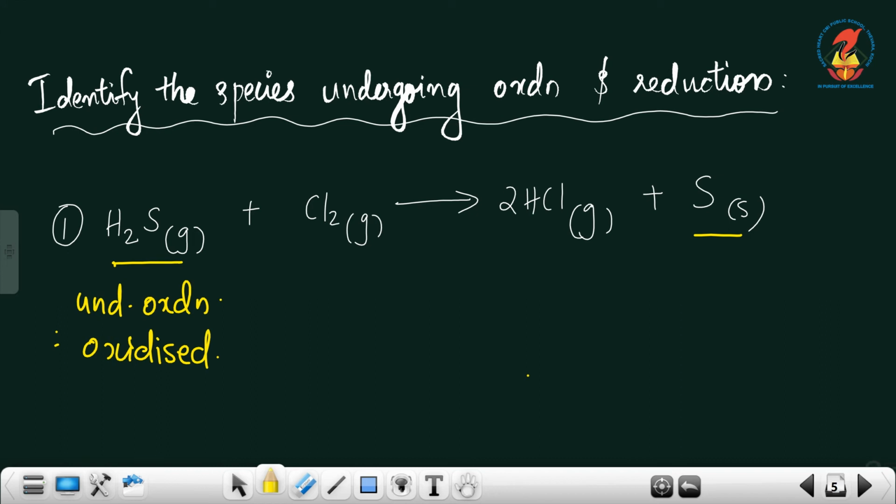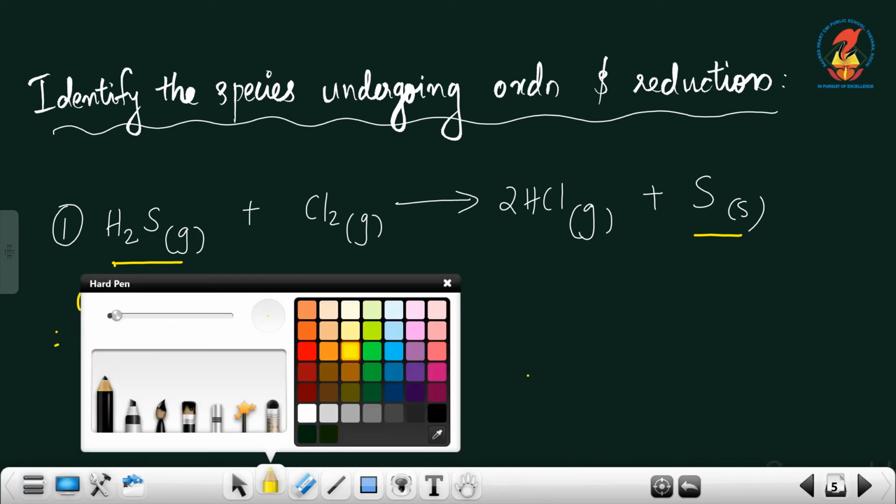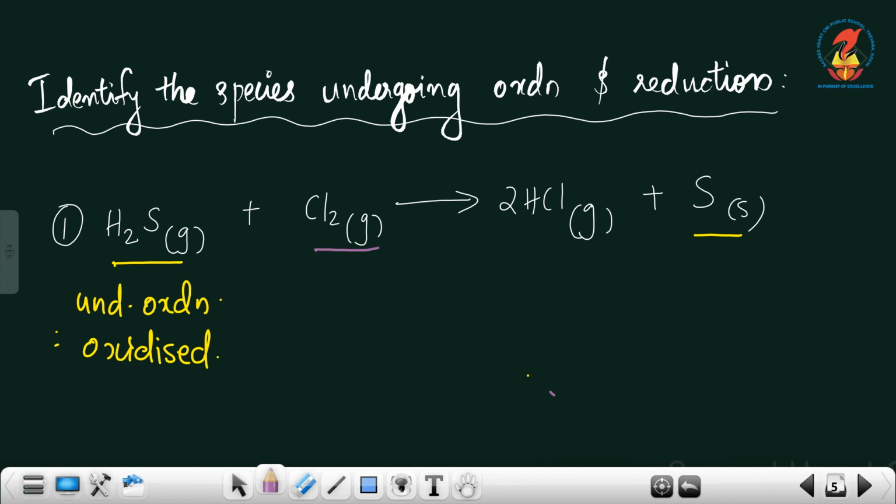Now see what happens to Cl2 here. Cl2 becomes HCl. How does it become HCl? When chlorine combines with hydrogen it becomes HCl. So addition of hydrogen is what? It is reduction. So Cl2 is actually undergoing reduction, or Cl2 is getting reduced.